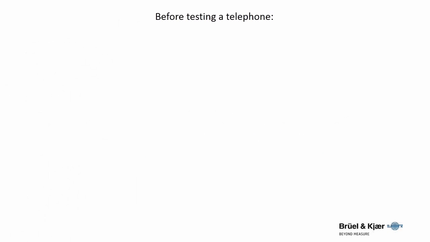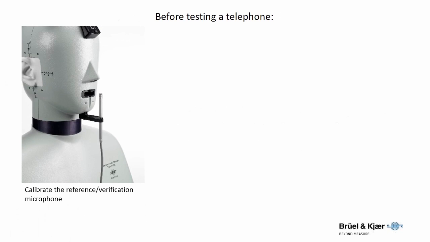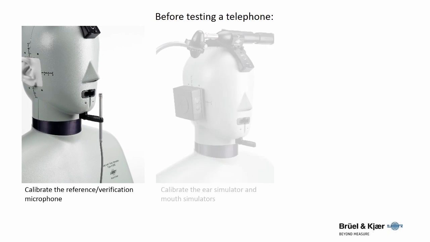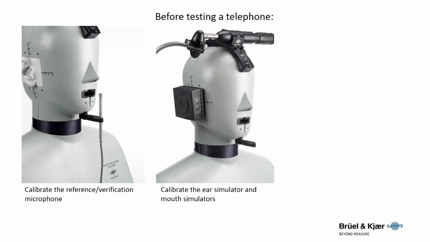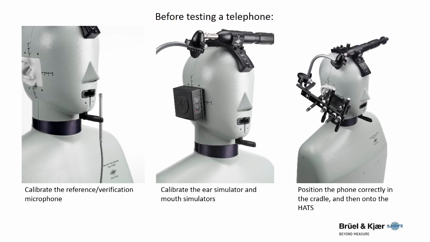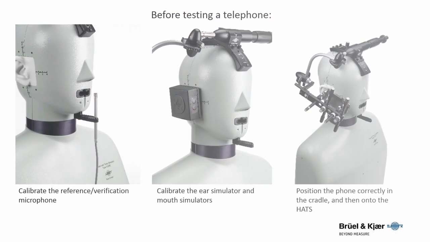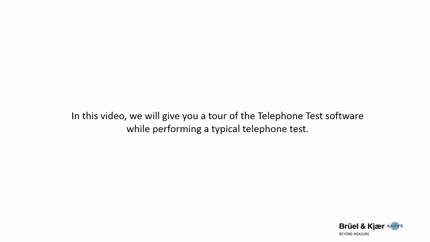Before testing a telephone, calibrate the reference verification microphone. Calibrate the ear simulator and mouth simulators. Position the phone correctly in the cradle and then onto the HATS. In this video, we will give you a tour of the telephone test software while performing a typical telephone test.